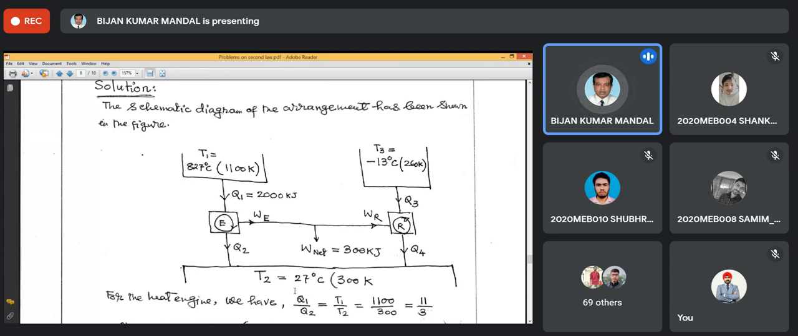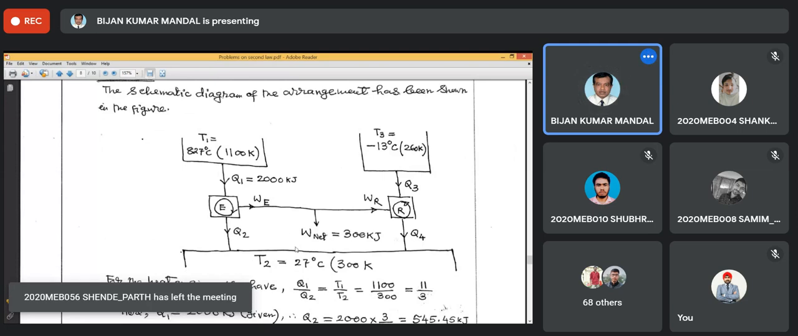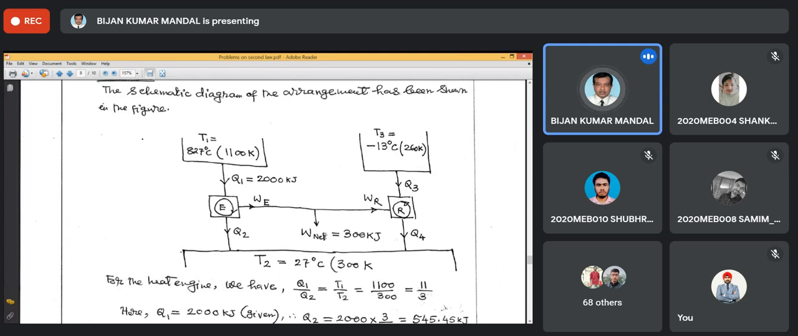So I think you have studied that figure. Okay, so that is the thing. And now this is producing some power WE. And now look here. On the right side, a refrigerator is being run, which is extracting heat from minus 13 degrees centigrade, that is Q3. And the work produced by the engine, a part of that is being taken and along with that rejected to this. So W net is equal to WE minus WR.